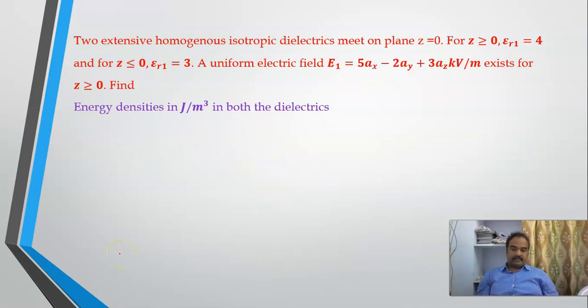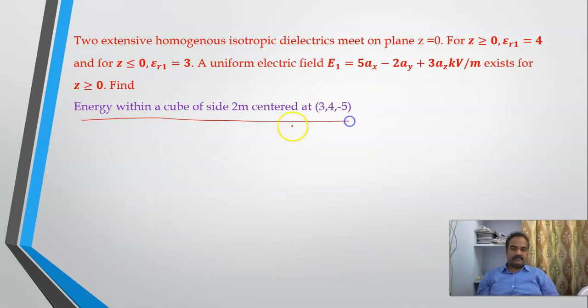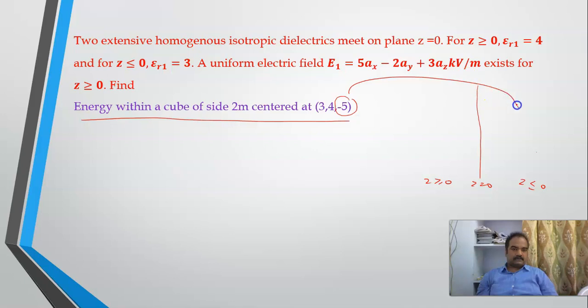In the next problem, it states that we are supposed to determine the energy within a cube of side 2 meters centered at 3, 4, minus 5. So we know that this was a dielectric interface, and this is Z greater than 0 and this is Z less than 0. Right? And if you carefully see, the Z value is minus 5, which means that it is lying in the second region, right? This is lying somewhere here.